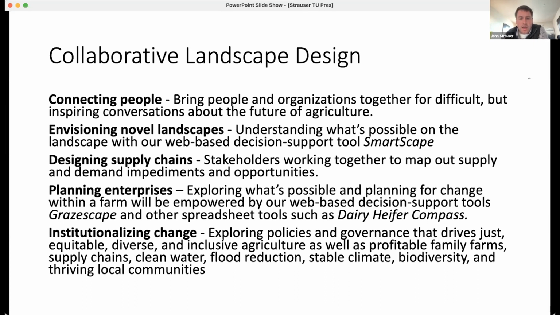And then we also have some spreadsheet tools that are focused on the finance end of things. Dairy Heifer Compass is one of those tools. In Wisconsin, we have a lot of dairy heifers because we have a big dairy industry. And so we have been using this tool with farmers to consider the opportunity cost of grazing dairy heifers.